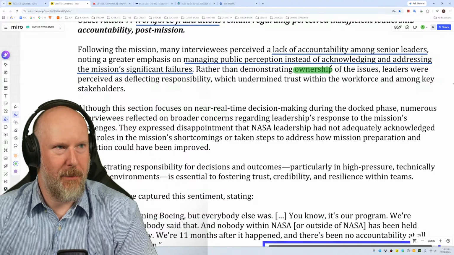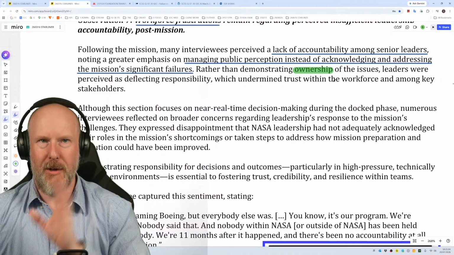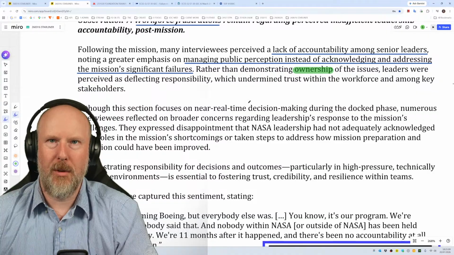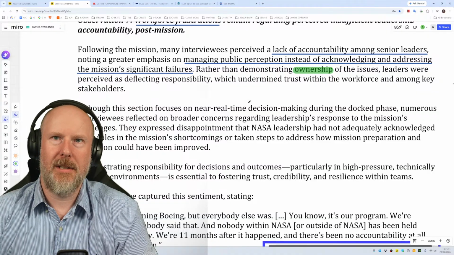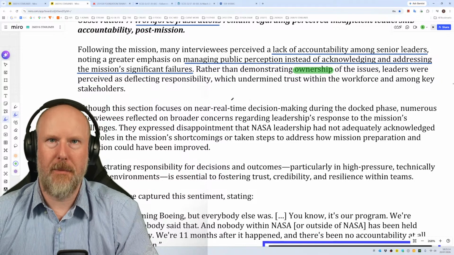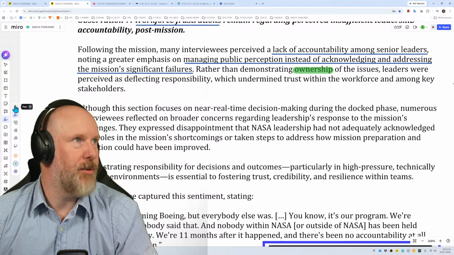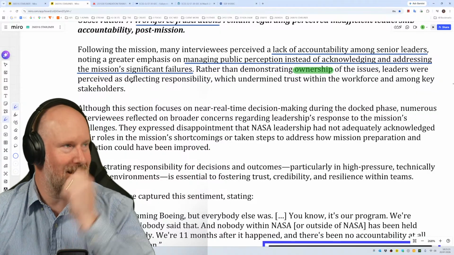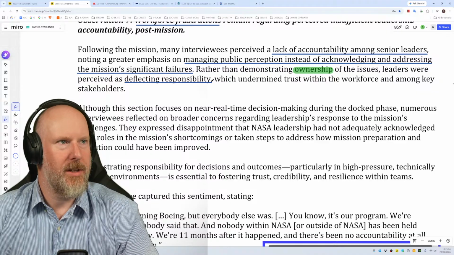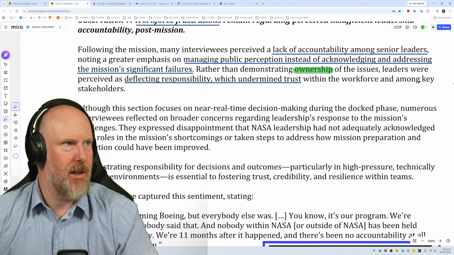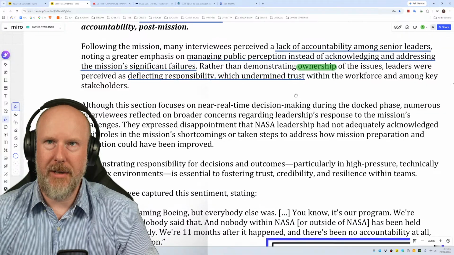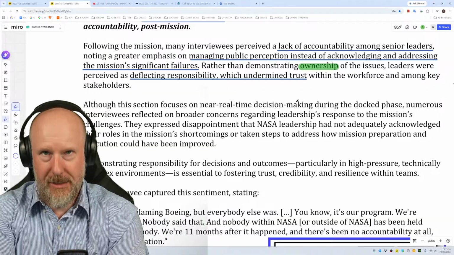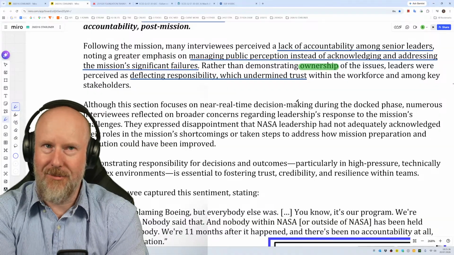Extreme Ownership, the book by Jocko Willink, that's a great book, highly recommended. He talks about extreme ownership and being humble and being open and accepting when things are not right and taking ownership and responsibility and then moving forwards. Leaders were perceived as deflecting responsibility, which undermined trust within the workforce and among key stakeholders. So yeah, to quote Jocko, all problems are leadership problems. And if leadership are behaving like this, then that is really, really not good.